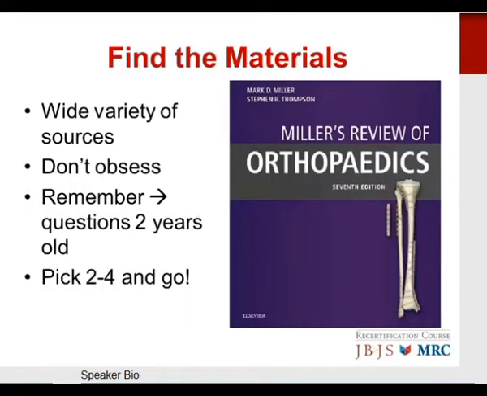You want to find some materials. You want to find 2 to 4 sources and go. Remember, the questions are going to be at least 2 years old. Some will be older. Don't obsess over trying to get the latest, greatest, newest thing, but I would recommend that you find a couple of standard sources and go from there.